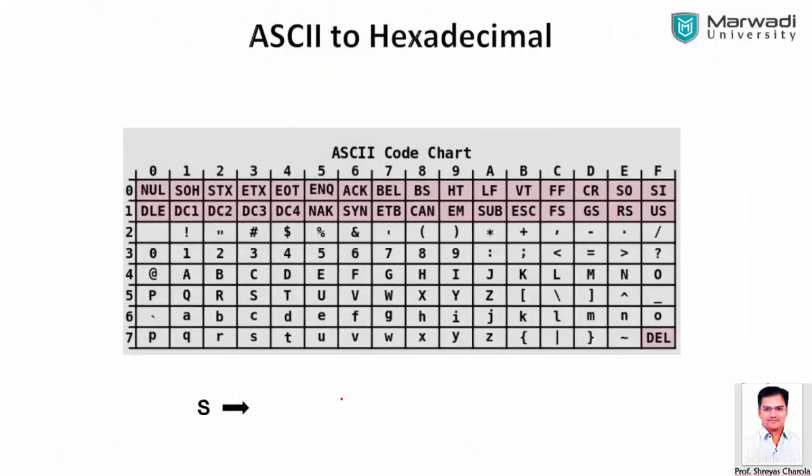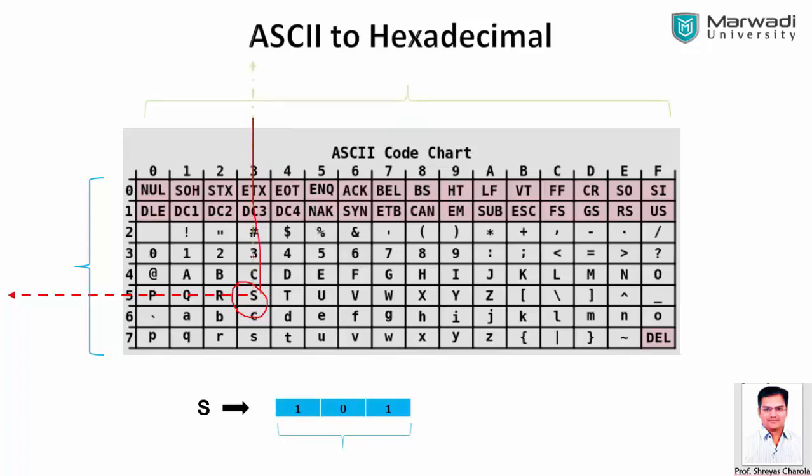Now let us take another example. If I want to represent S, what will I do? S is nothing but over here. Now S is nothing but a 5. It requires only 3 bits, that is 101. If I write 3 over here, it's nothing but a simple 0011. So the binary representation is 1010011. This is how we can convert any ASCII character into the binary number.